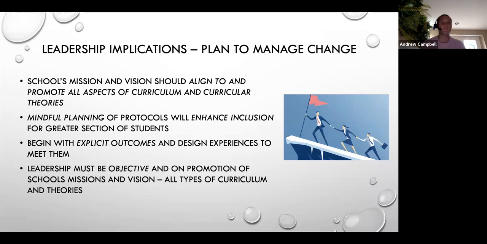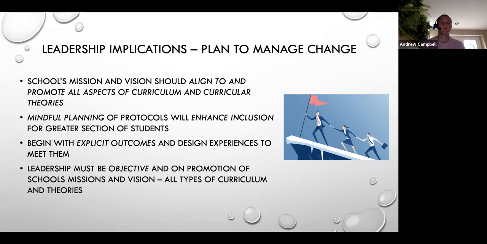We want to make sure that we have mindful planning of our protocols to enhance our inclusion, reaching more students, and again, the universal design for learning will benefit the needs of all. Whatever we're doing, be it planning or a school-wide decision, we want to begin with an explicit outcome and design experiences to meet them.